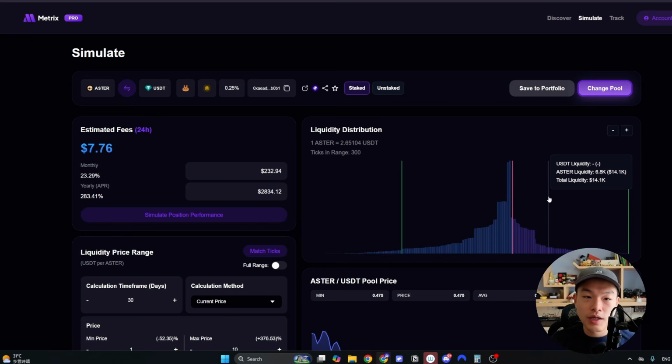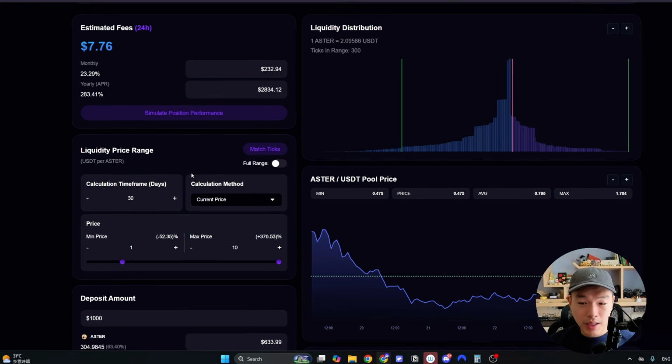If you use a tight range, you might be able to print a lot of APR, and it could be good if the price just stays flat. But if the price moves up really high, you're going to miss out on a lot of the upside. And if the price moves down pretty aggressively, you're going to be earning no fees and suffer a ton of drawdown, right? So I like to keep mine pretty wide.